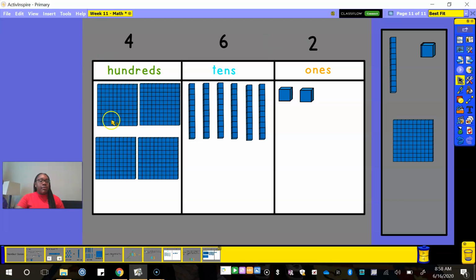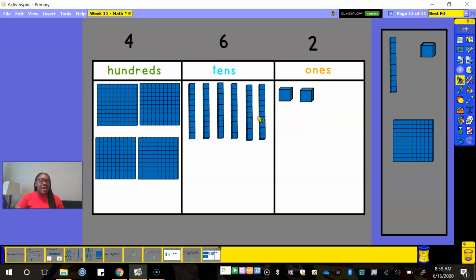Remember, our hundreds are worth 100. So we're going to count by 100s. Can you help me do that? We have 100, 200, 300, 400. But now we have to count by tens. So this is going to be a little tricky. But I'll help you, okay? So here we have 400. Then we're going to say 410, 420, 430, 440, 450, 460. Stop. And then we have these little 2 ones over here.